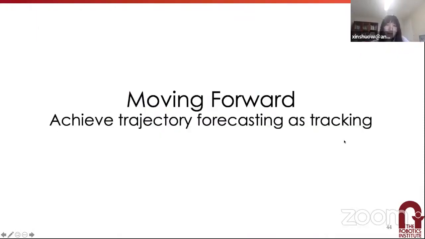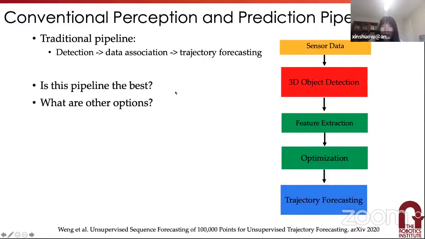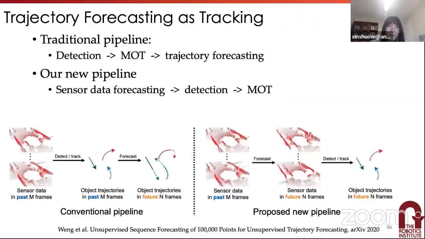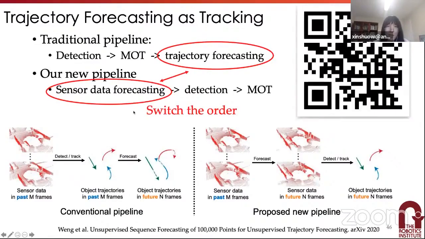Okay, another interesting direction we are going to share here is trajectory forecasting as tracking. Again, we show this conventional pipeline here for perception and prediction, which has detection, association, and forecasting. So is this the best pipeline we have for perception and prediction? Are there any other options we can possibly discover? One of the things that we proposed in our recent work is this sensor data forecasting module. So instead of just doing detection, tracking, and forecasting, we first do the forecasting to obtain the future sensor data, and then run the detector and tracker on the predicted future data to obtain the future trajectories. This is essentially switching the order of the forecasting from the end to the beginning. And if anyone is interested, again, please visit our paper directly.